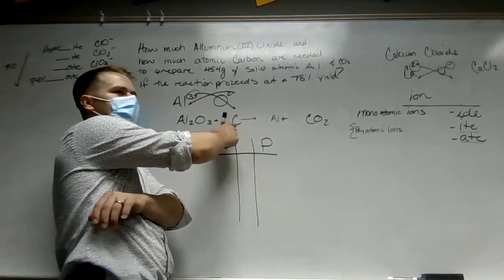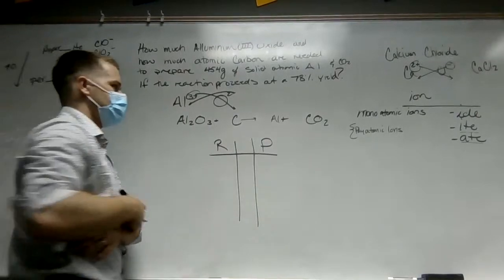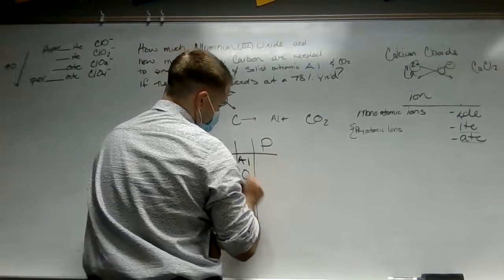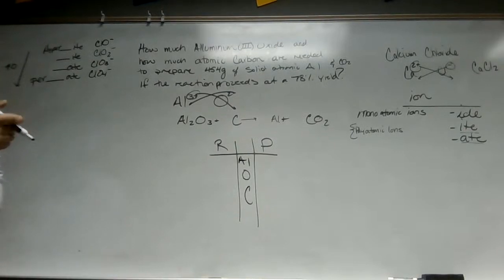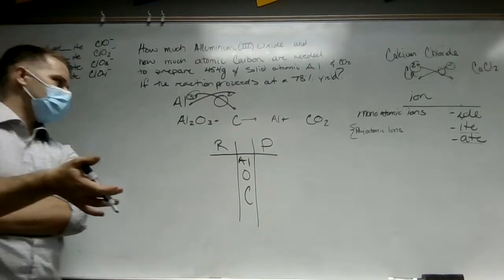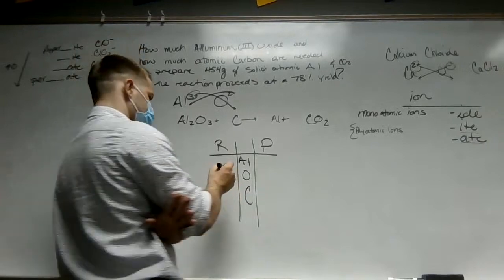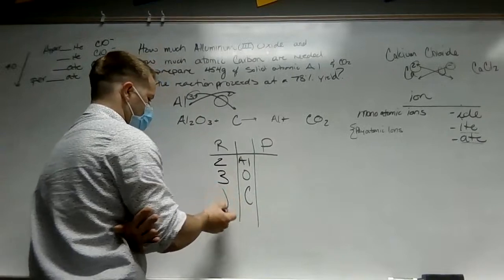In this case, carbon is by itself. We're going to want to put carbon last because that'll be the easiest. And we have aluminum, oxygen, and carbon. Those are our 3 elements in this reaction. Now we go through and identify how many we currently have on the reactant side and the product side. So Julia, how many aluminum atoms do we have on the reactant side? 2. How about oxygen? 3. And carbon? 1.